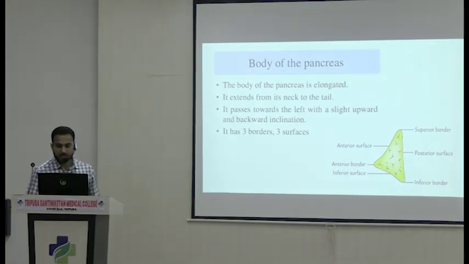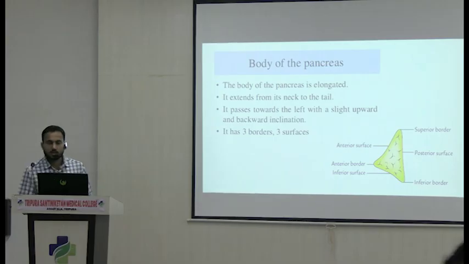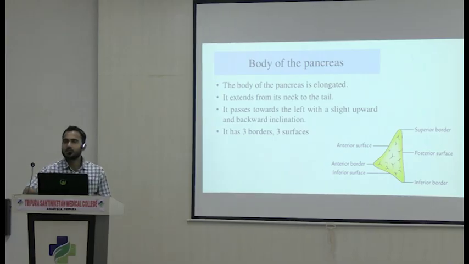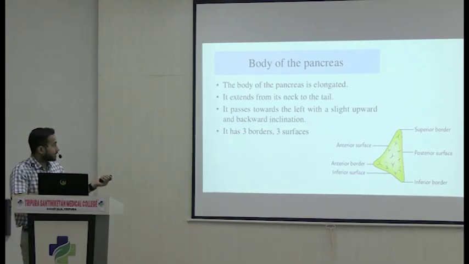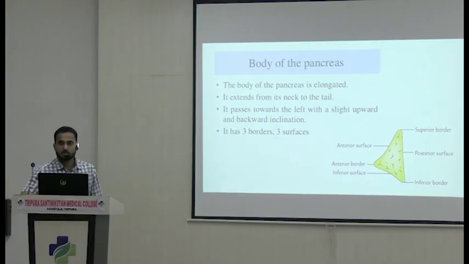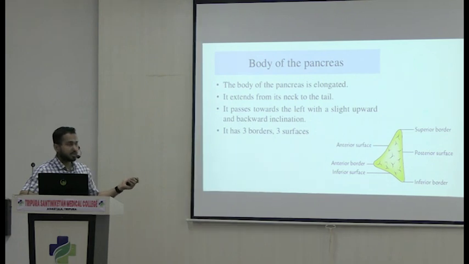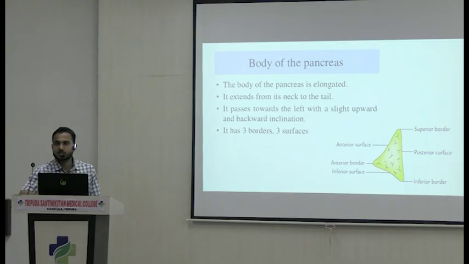Okay, next is the body of the pancreas. I hope you have seen the body. Now, the body of the pancreas is an elongated structure. It extends from the neck to the tail, and if you see the direction, it is passing towards the left, with a slight upward and backward inclination. This is how the body of the pancreas is oriented.